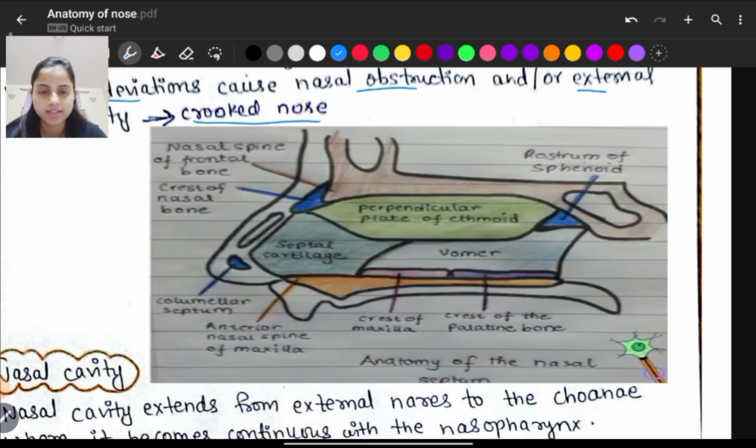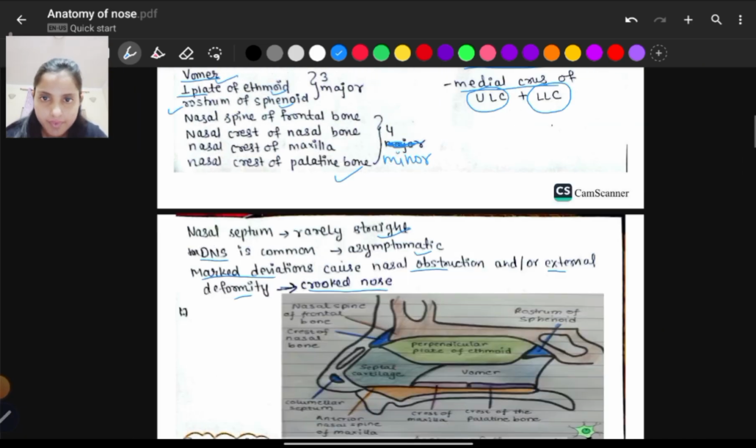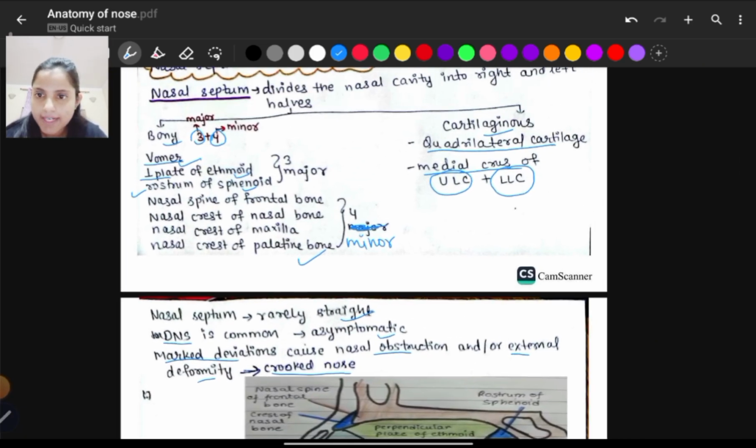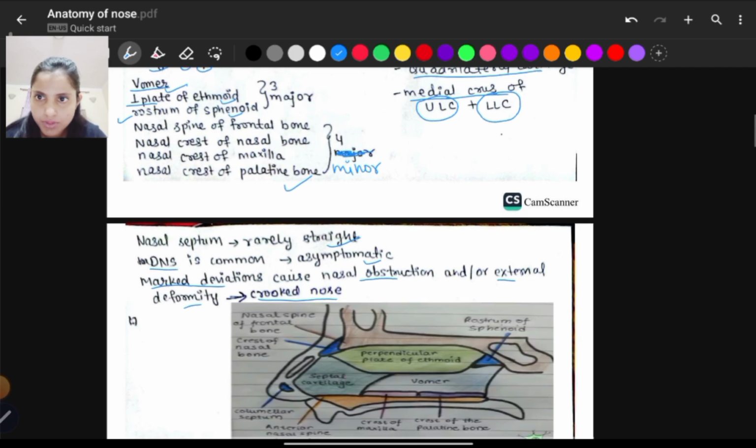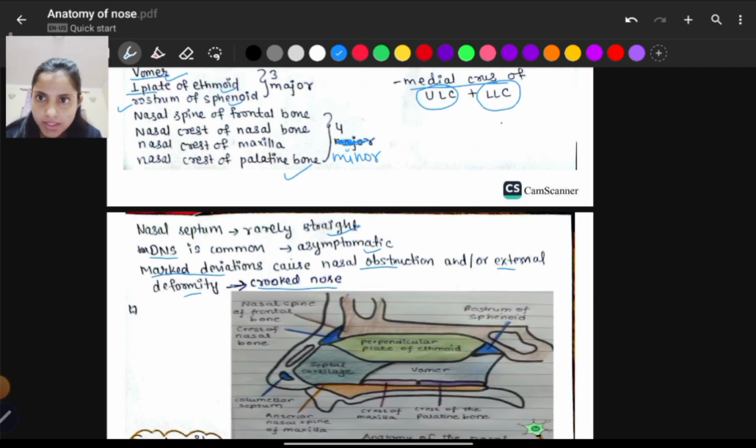Here we can see the bony part has the vomer. So here we can see, this is the vomer, the perpendicular plate of ethmoid. This is the perpendicular plate of ethmoid. This is the rostrum of sphenoid. Perpendicular plate of ethmoid, vomer. These are the 3 major bones of the nasal septum.